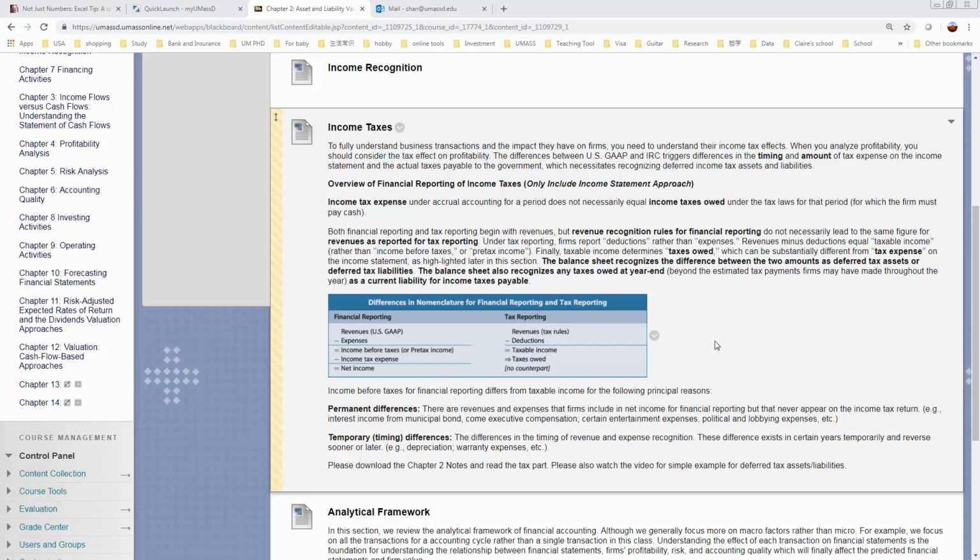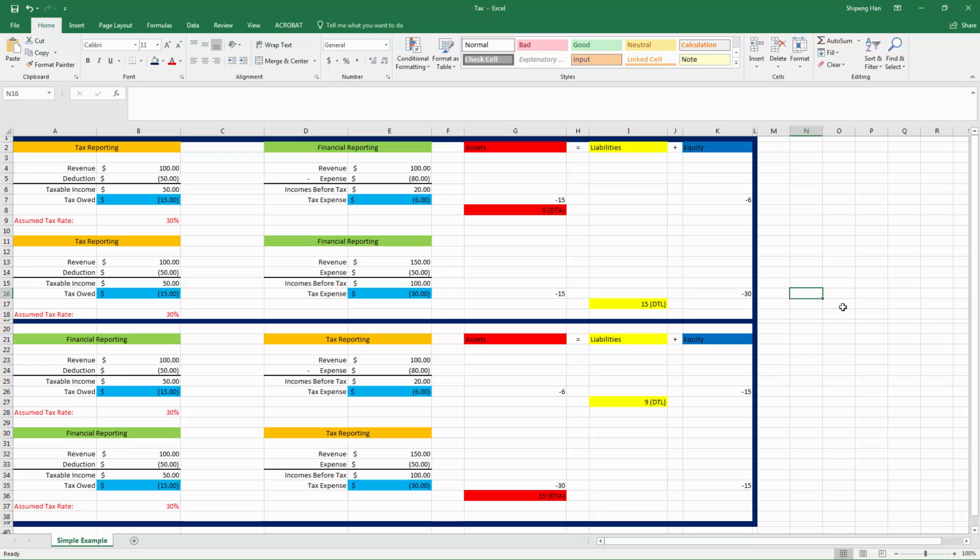Next, let me use this spreadsheet to show you what deferred tax assets and deferred tax liabilities are. This is the section I'm going to talk about first. This is tax reporting, this is financial reporting, and this is a balance sheet: assets equals liabilities and equity.